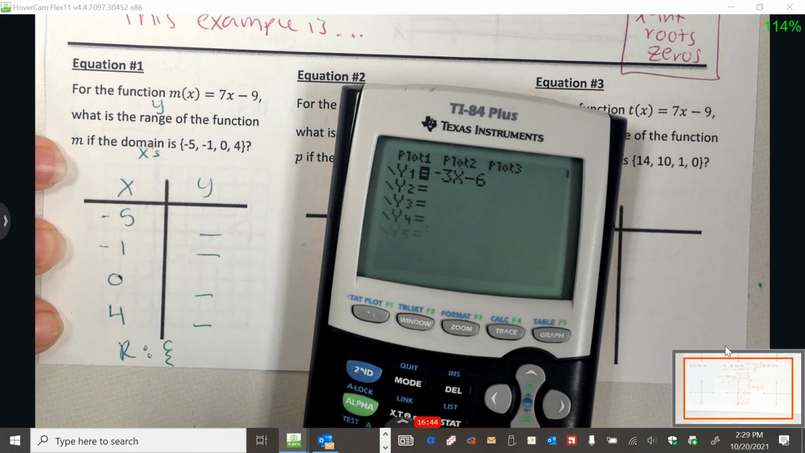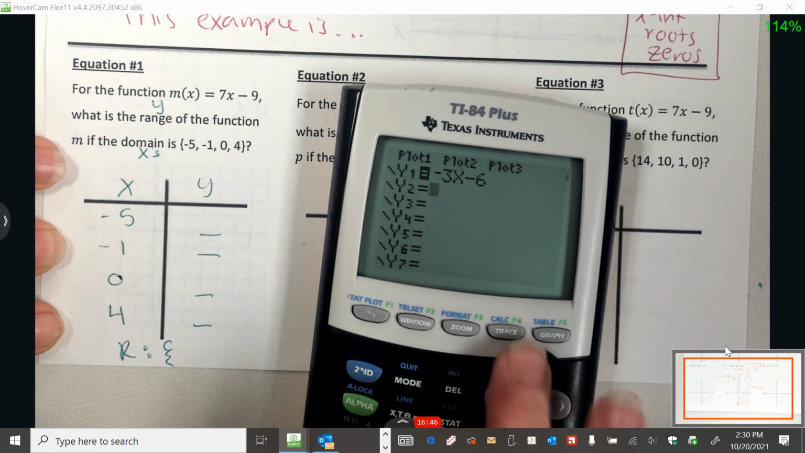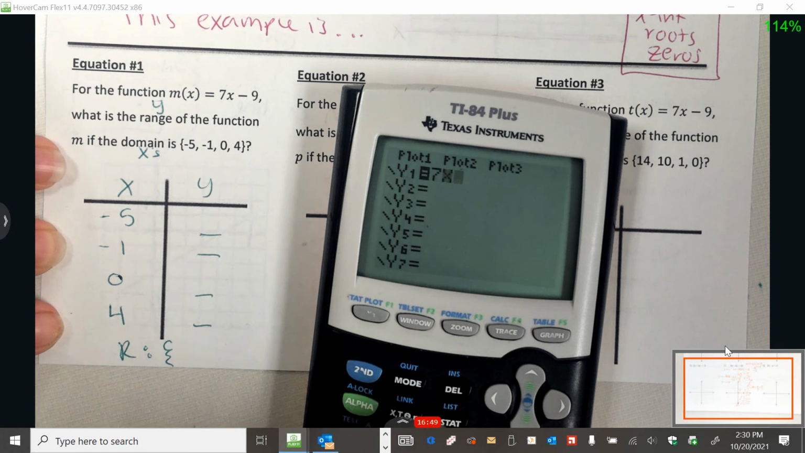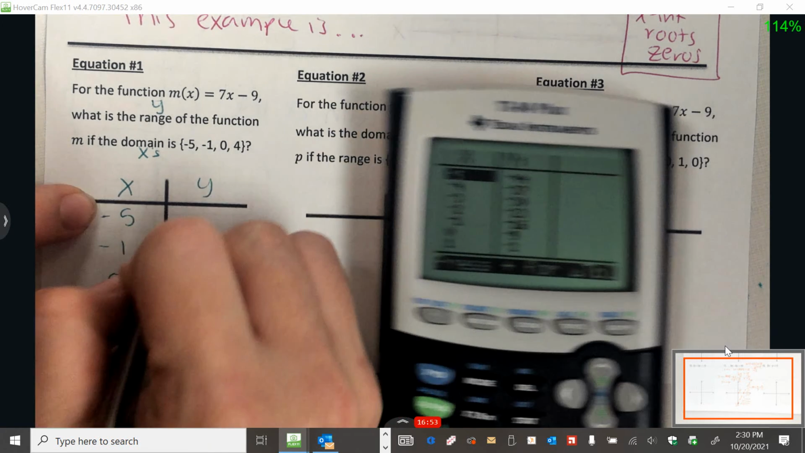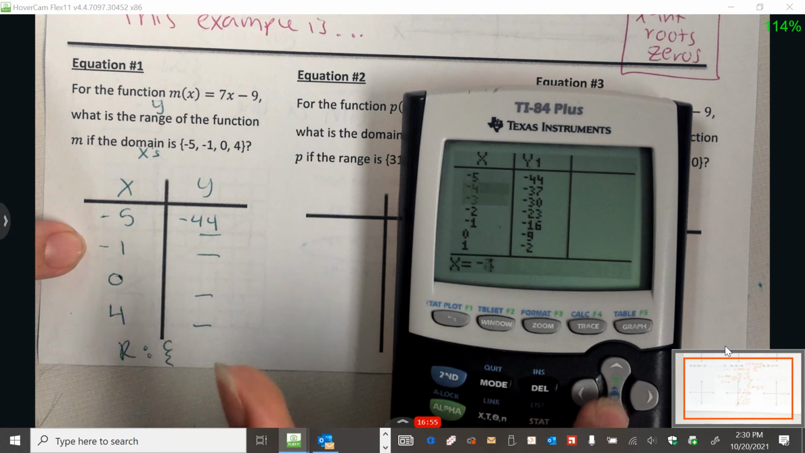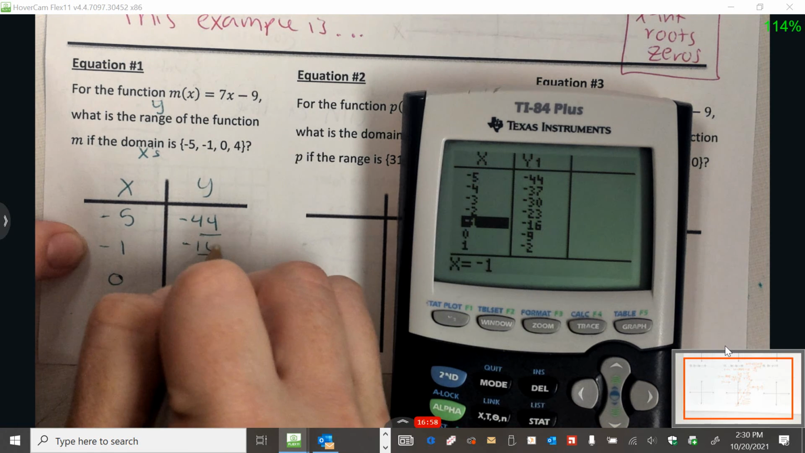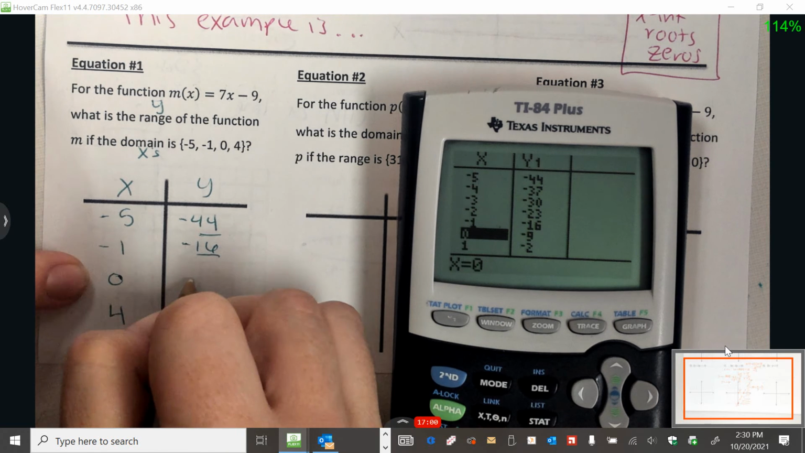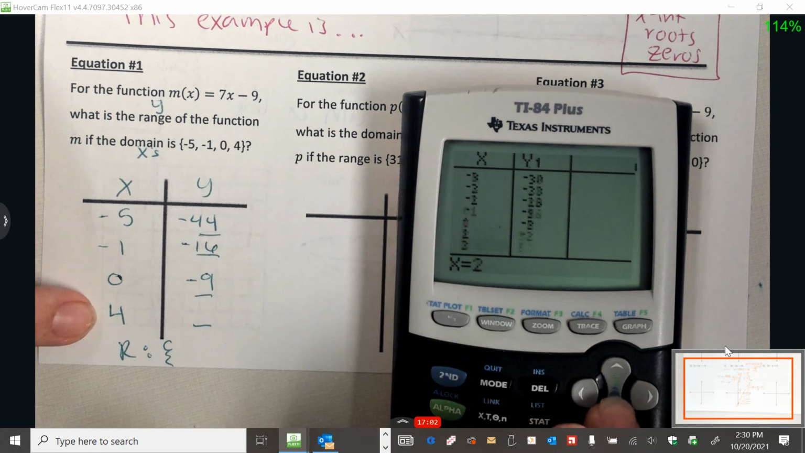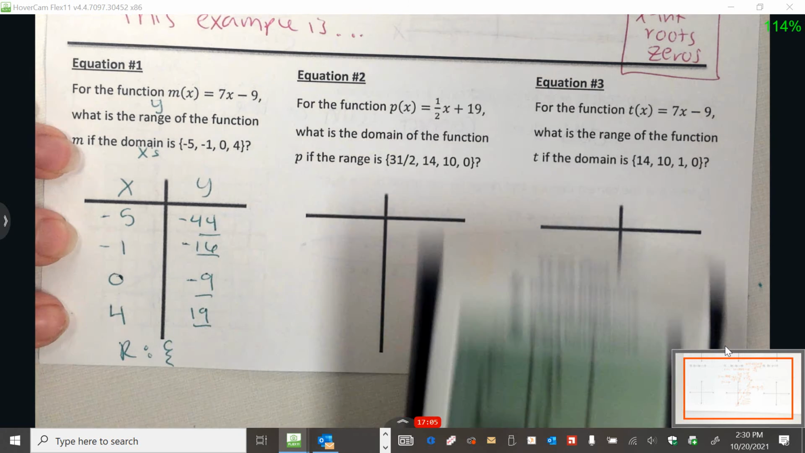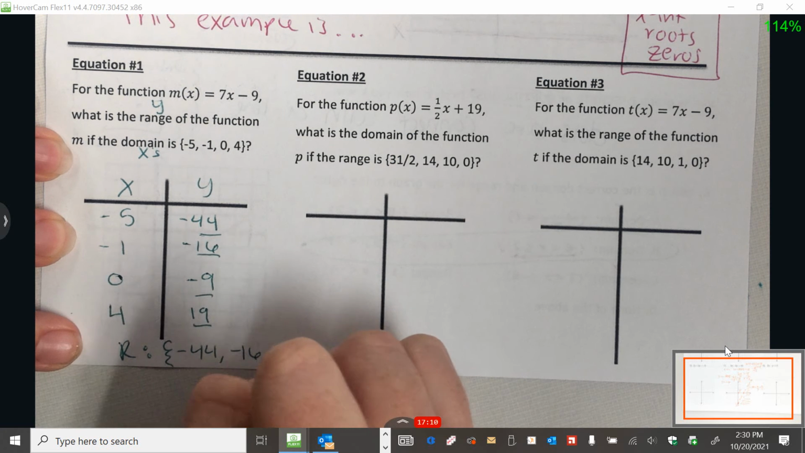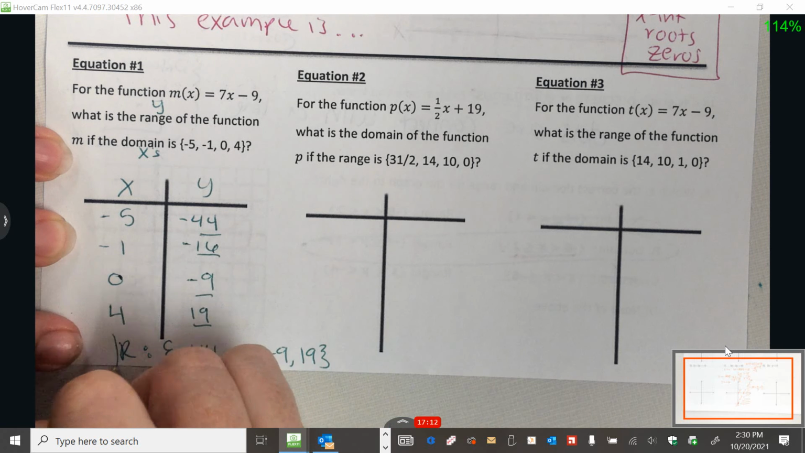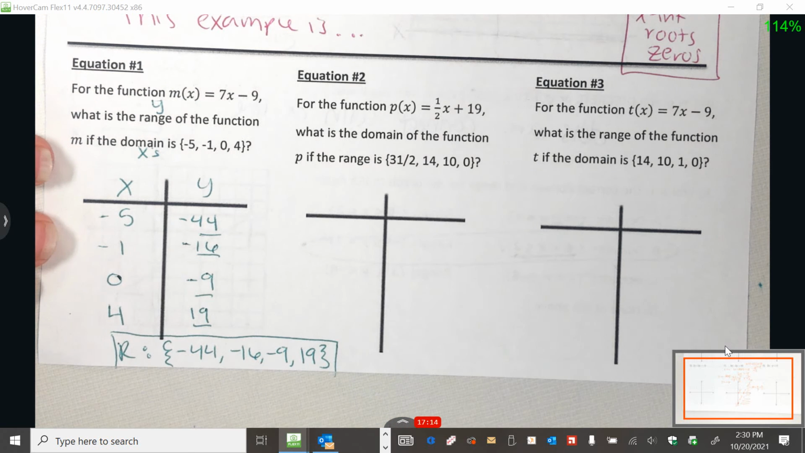And I'm going to type this equation in. 7x minus 9. And I'm going to find x is negative 5 is negative 44. X is negative 1, y is negative 16. X is 0 is negative 9. And x is 4 is 19. So my range is negative 44, negative 16, negative 9, 19. Okay, so let's do another one.